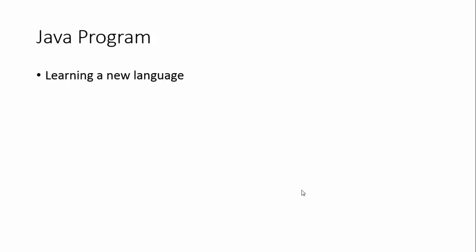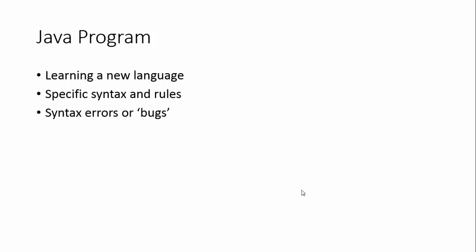Java programs. Remember, you're learning a new language. It's like learning Spanish or French. When you first start, it's very difficult and very confusing, but after a while, you'll get the hang of it. There are specific rules and syntax that you have to follow when programming in Java, just like there are specific rules and syntax when speaking in English or in French. If you don't follow these rules, then you are going to get syntax errors, or we call them bugs.